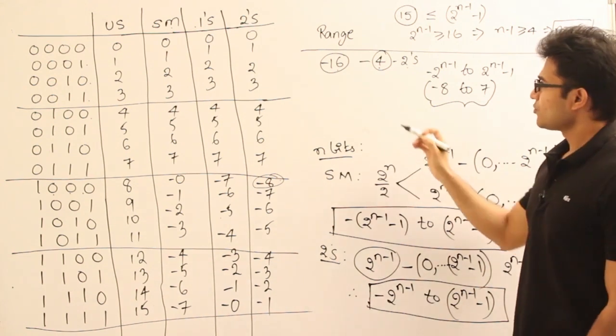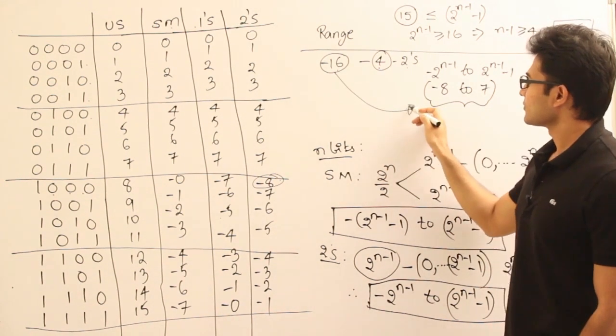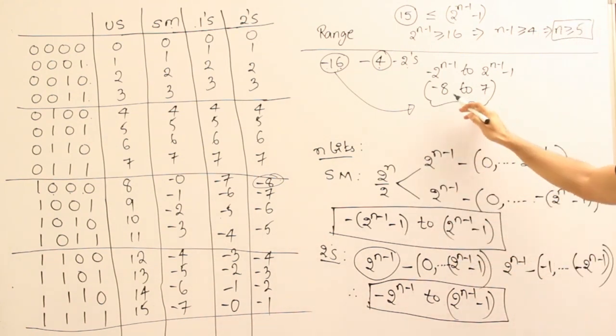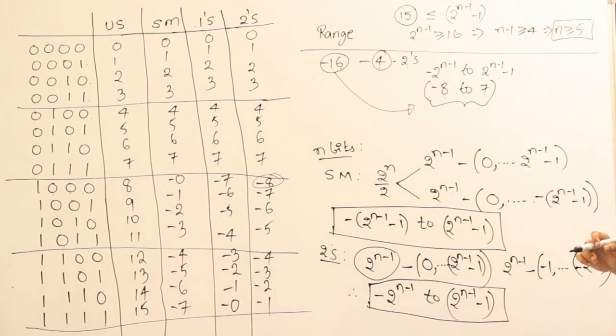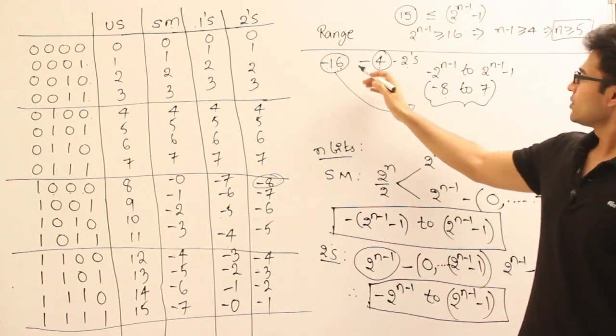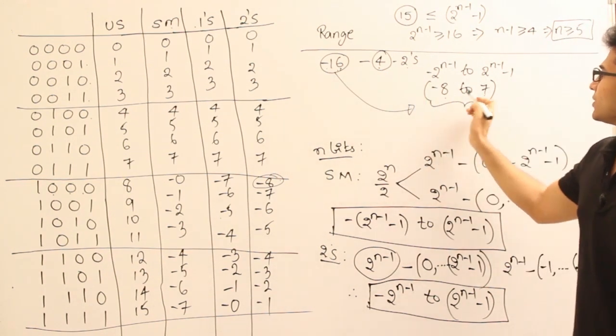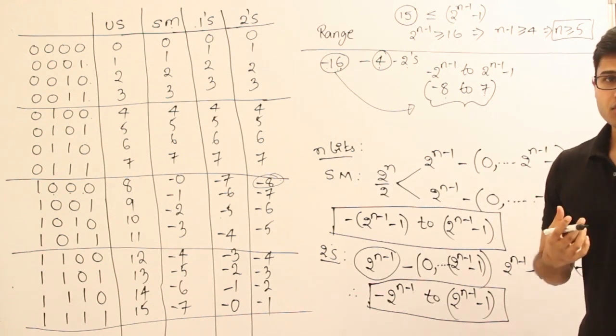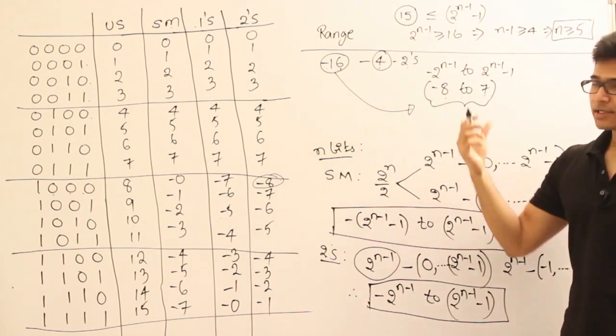But then we are supposed to represent this number. We are supposed to represent -16, but we can represent only -8 to +7. Therefore if you try to represent this in 4 bits, this condition is called overflow, which means you will not be able to represent it there.